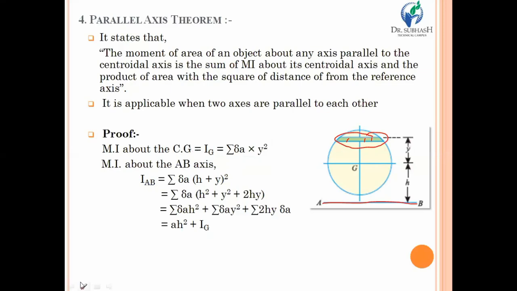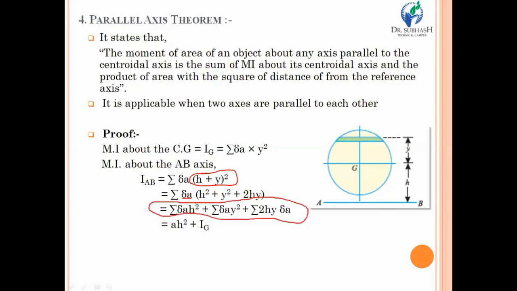But now in place of this small elemental area, suppose you require to calculate the entire circular section's moment of inertia about the AB axis, that means this axis. At that time, you have to make a simple integration with respect to area and distance square. So by simplifying that relation, separating out the brackets, you will have h square plus y square plus 2hy, and individually multiplying delta A with the terms inside the bracket, you will have this.